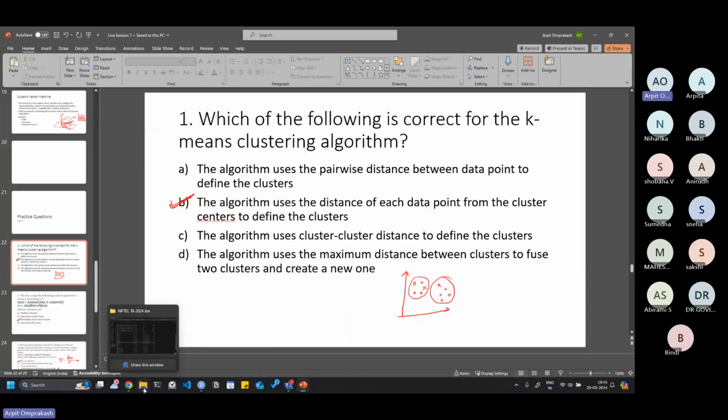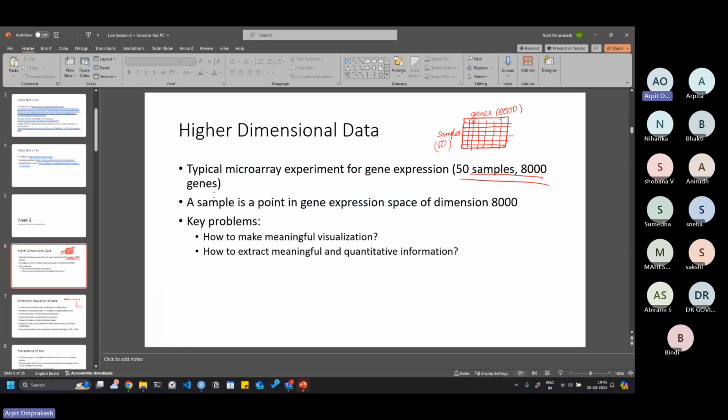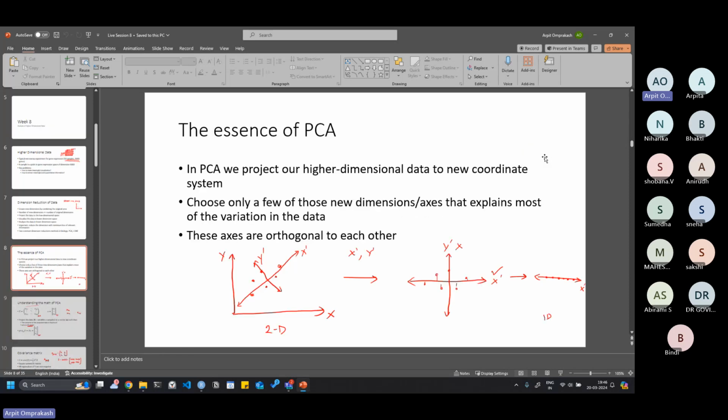Then in week 8, which was last week, we talked about higher dimensional data in R. These high dimensional data might be difficult to visualize and extract meaningful quantitative information from. So we do dimensionality reduction, where we basically create new dimensions by combining the original ones. Two common methods used in biology are PCA and t-SNE.